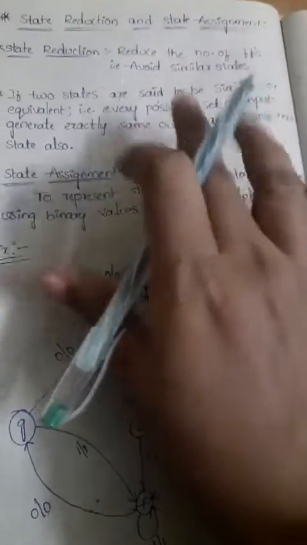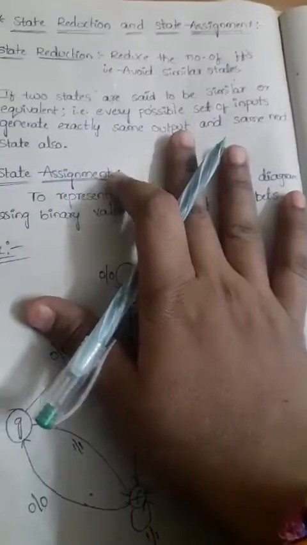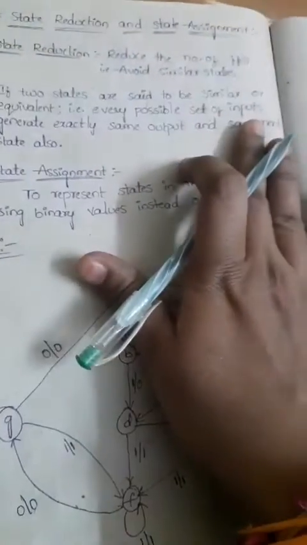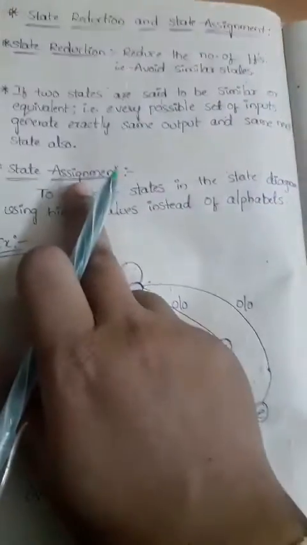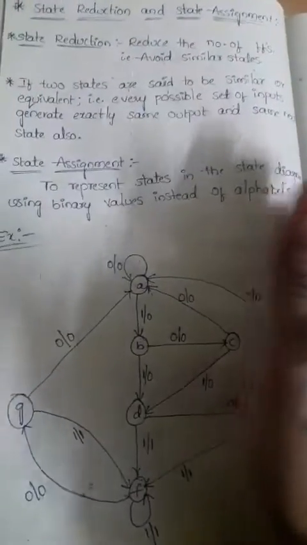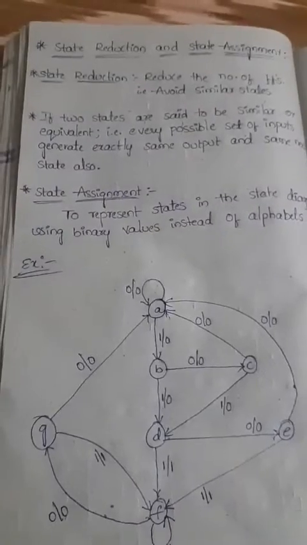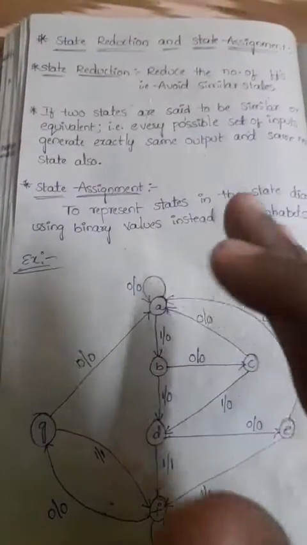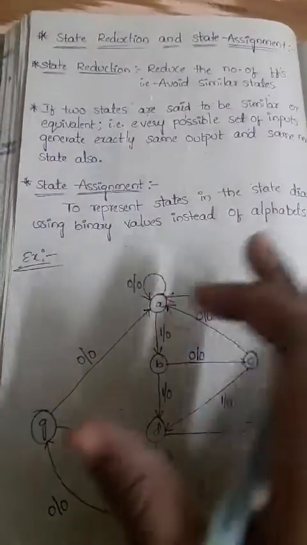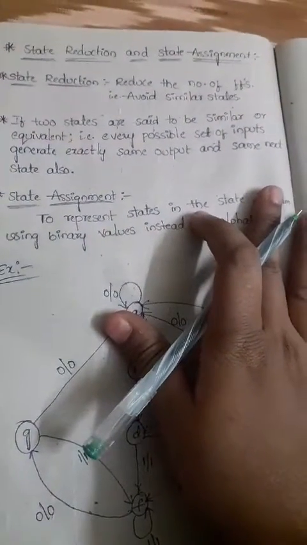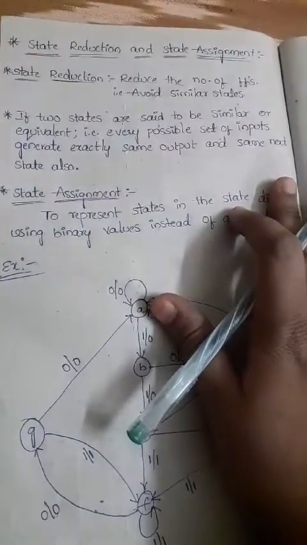So how can we say that two states are equivalent? That is nothing but, for each member of the set of inputs, they give exactly the same output and send the circuit either to the same state or to an equivalent state. So for each member of the set of inputs, they give exactly the same output as well as the same next state. That is called the state reduction method.